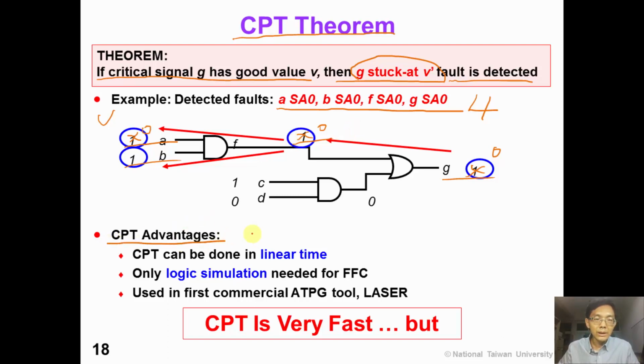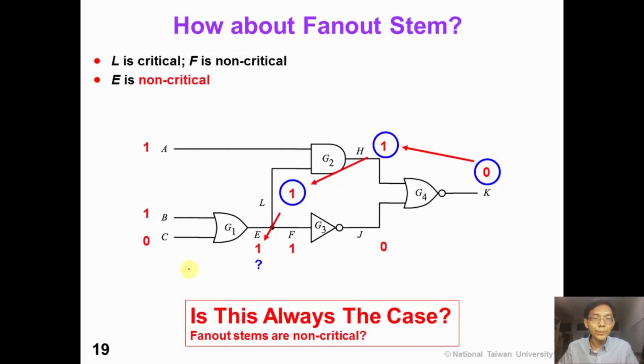So CPT has many advantages. It can be done in linear time. We only need logic simulation for fanout-free cones. So this is actually used in the first commercial ATPG tool, LASAR. CPT is very fast. However, it has one limitation. Can we determine the criticality of a fanout stem?